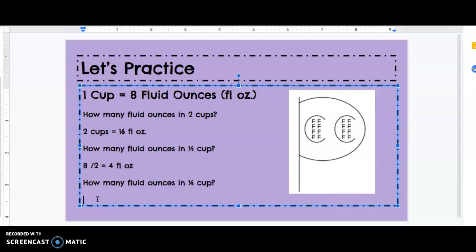Finally, when I'm trying to find a fourth of a cup, I'd have to figure out, well, what's a fourth of 8? If I break 8 into 4 equal pieces, what's one of those pieces going to be? To do that, I'm going to divide 8 by 4. And when I do that, I get 2. So 1/4 of a cup is equal to 2 fluid ounces.